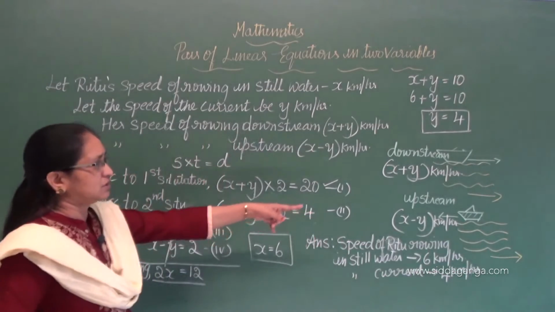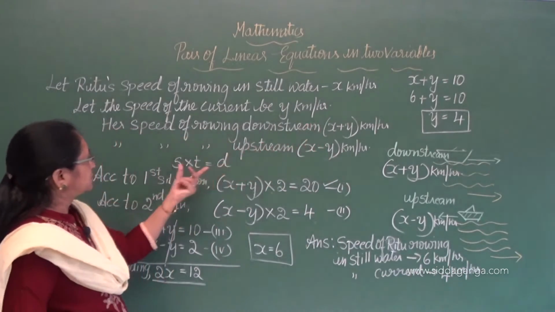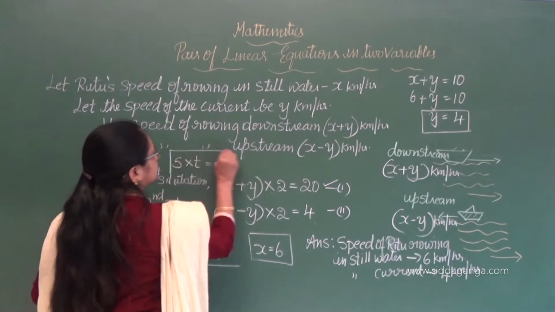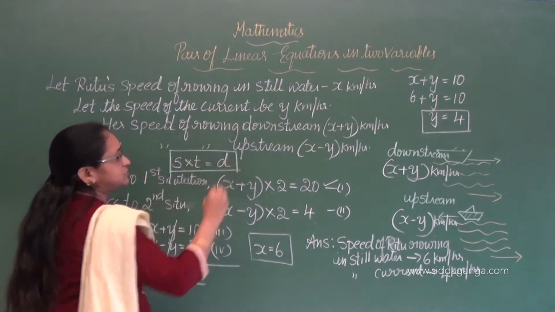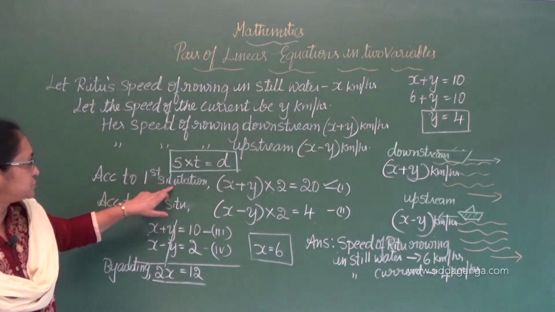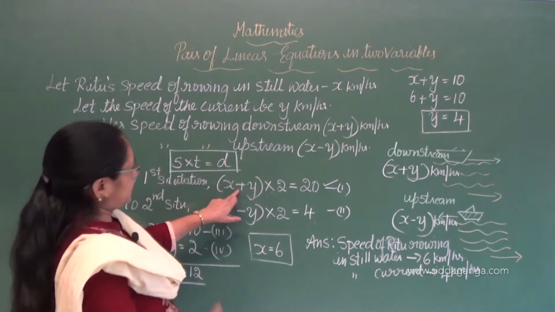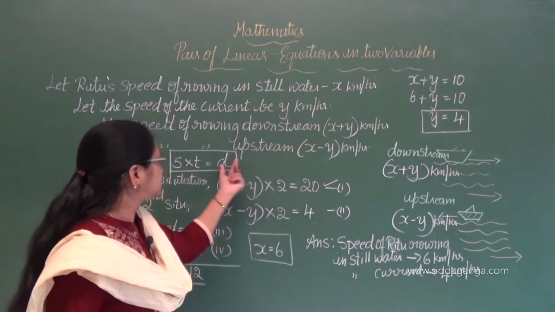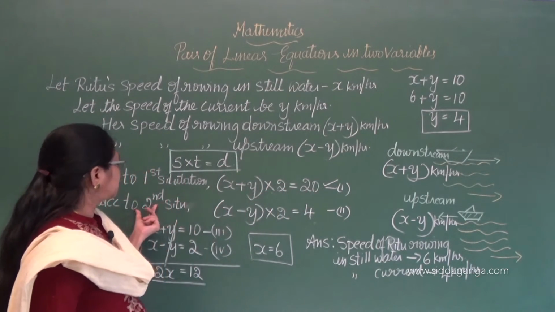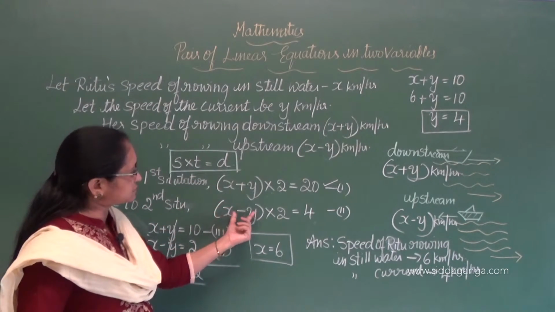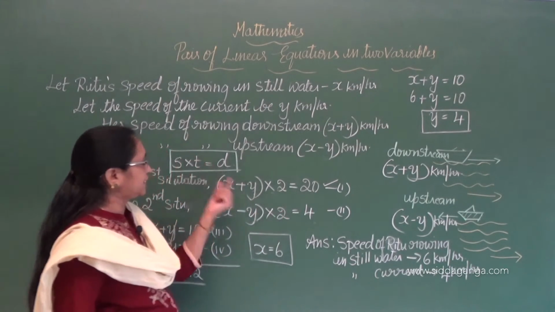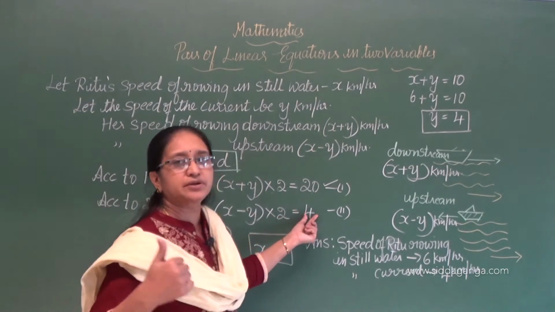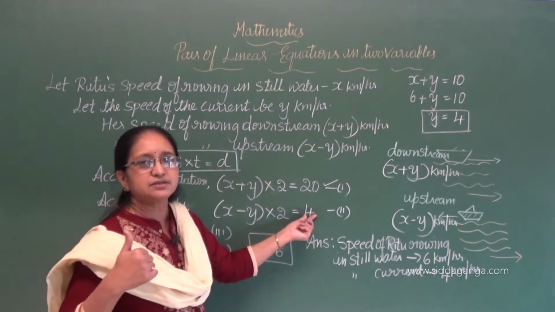Okay. Now once you got these two, we know the formula: speed into time is equal to distance. So according to the first situation, x plus y, that is speed, into time is equal to 20. 20 is the distance. Then according to the second situation, speed x minus y into 2, 2 is nothing but time again, in the second situation also 2 hours, is equal to distance, that is 4 kilometer.